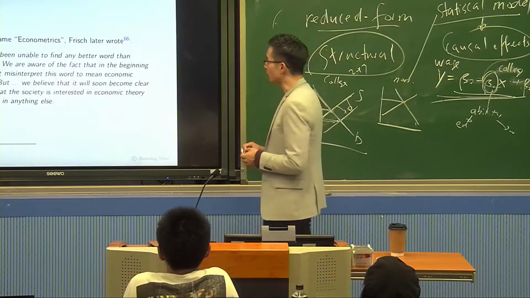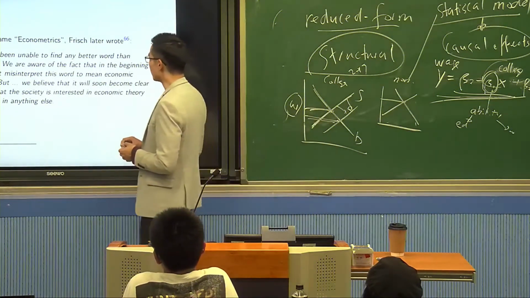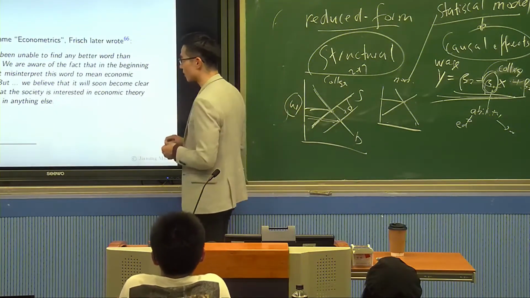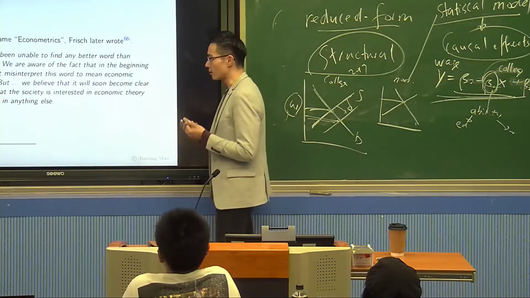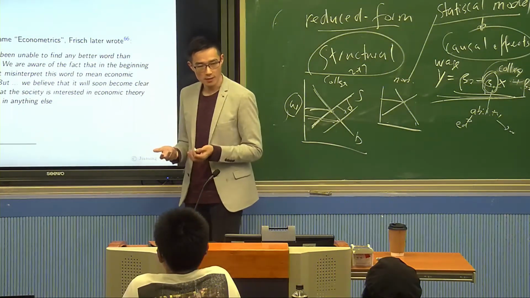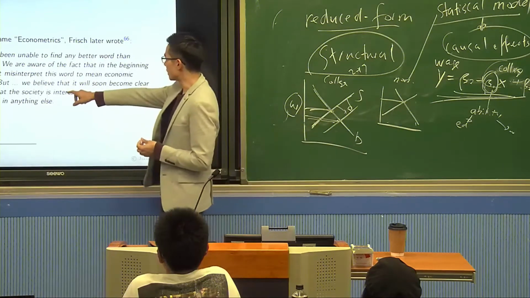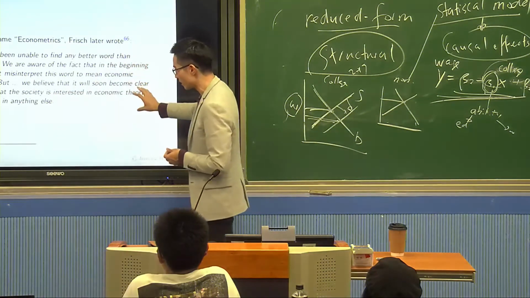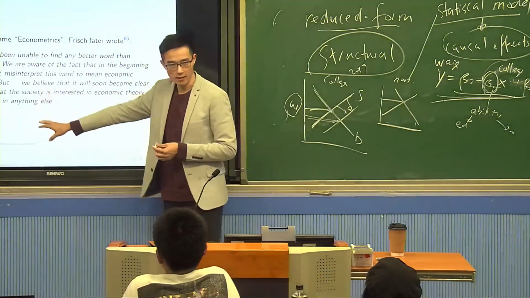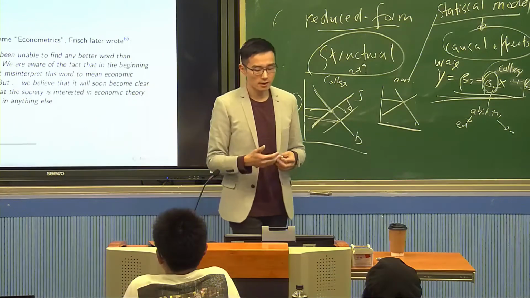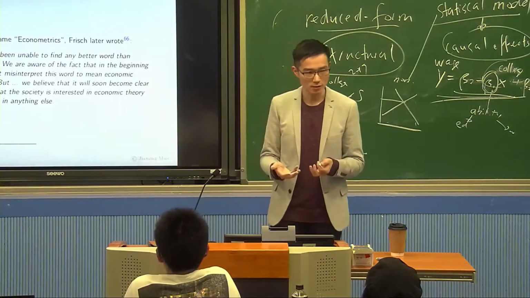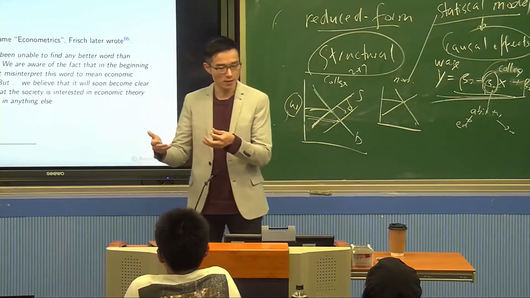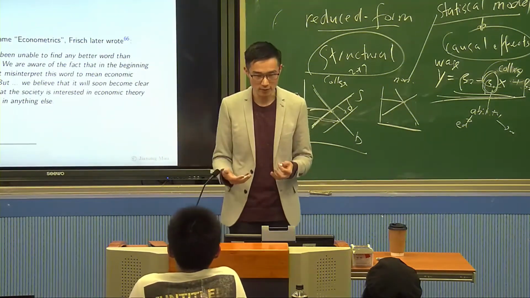And later on, he wrote, so far we have been unable to find a better word than econometrics. We are aware of the fact that in the beginning somebody might interpret the word to mean economic statistics, but it's actually not economic statistics. Because we believe that it will soon be clear that our society is interested in economic theory just as much as anything else. So what he's saying here is economic theory is extremely important to econometrics. At least that's his vision, or at least the vision of the Econometric Society when the society was first founded.